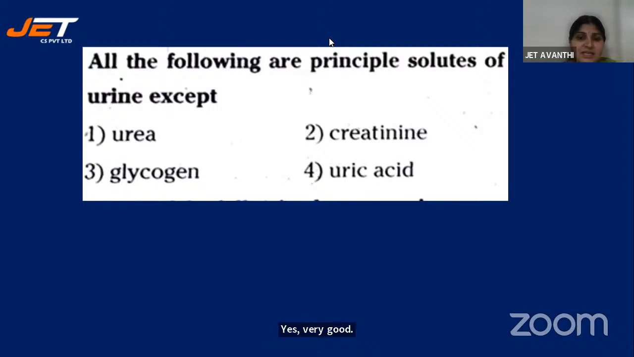Yes, Shiva has given the correct answer. Vardhan, Rakesh, Malesh, it's not 2. It's 3, children. Glycogen. What is glycogen? If we are having a lot of food, then the extra glucose will be converted to glycogen. So that glycogen will be stored internally in the liver.